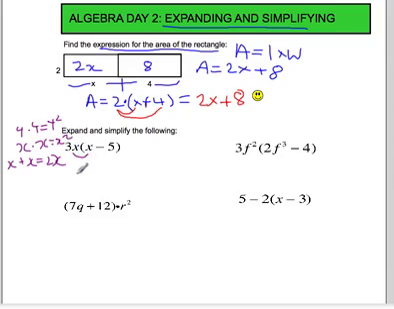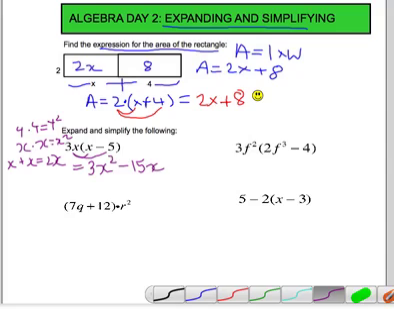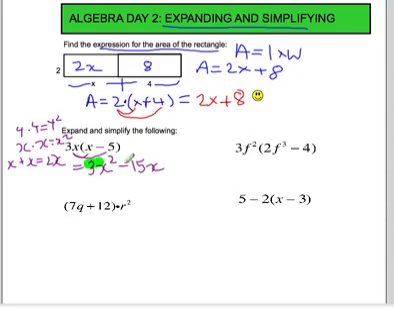Okay, so 3x times x. The 3 just stays, x squared. And now we need to expand. We need to distribute the 3x. 3 times 5 is going to give us 15, and the x. That's x right there. Now, what you see is that they're not like terms, so you cannot collect them together, so you're finished.